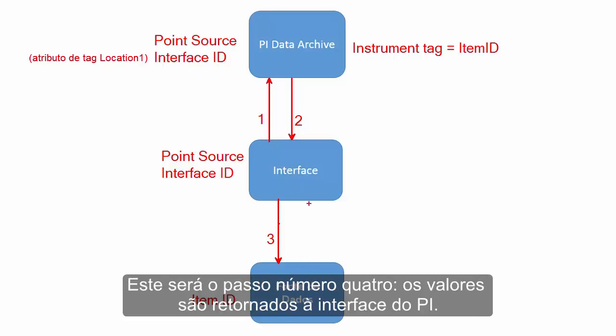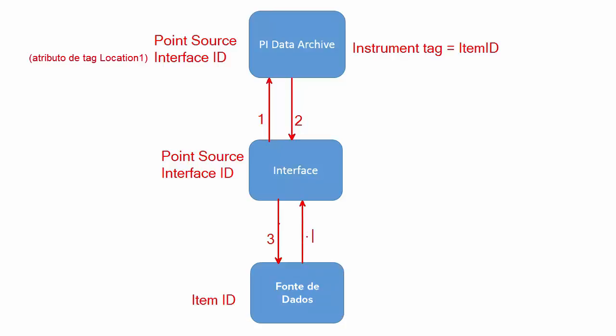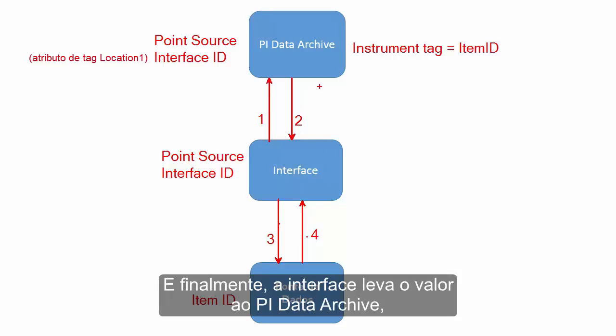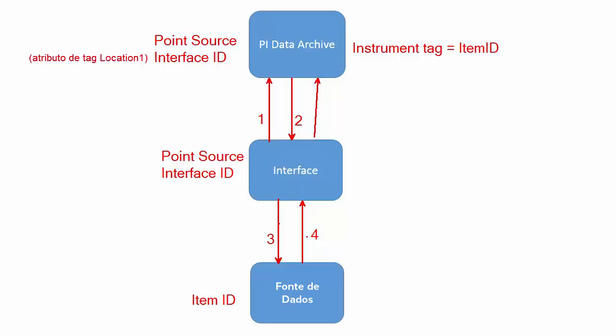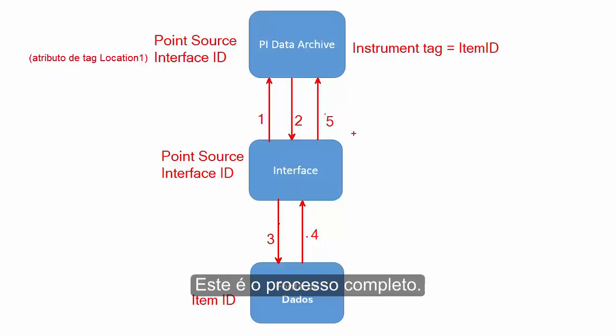So the tag values will be returned to the interface based upon this item ID. So this will be step number 3, and the values get returned to the interface. And finally, the interface pushes the value to the PyData archive. Step number 5. So this is the complete process.